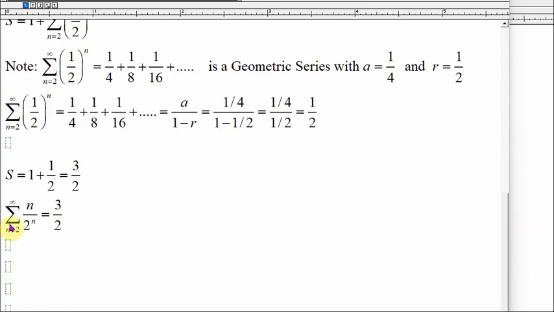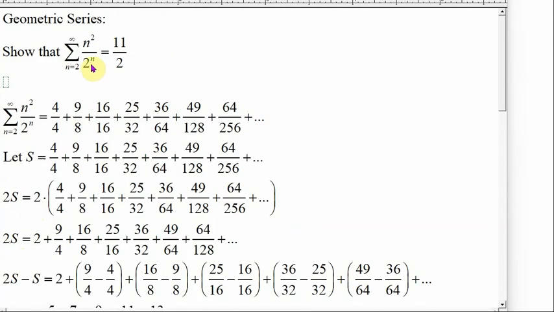And therefore the infinite series with the expression n divided by 2 to the n, where n starts at 2, converges to 3/2. And then next, I need to show that the infinite series with the expression n squared divided by 2 to the n, where n starts at 2, converges to 11/2.